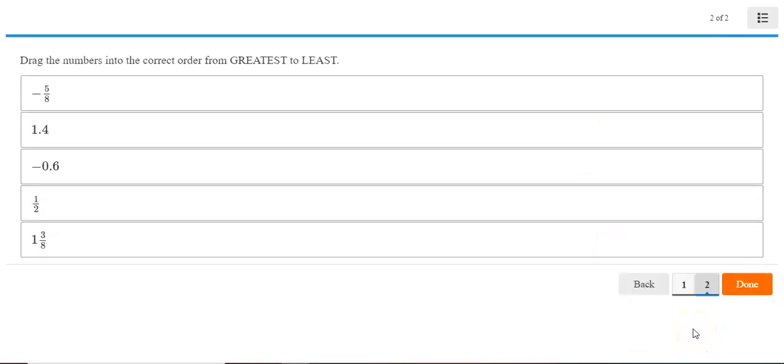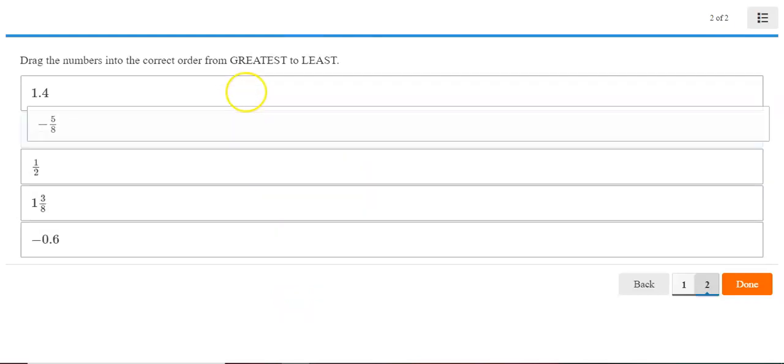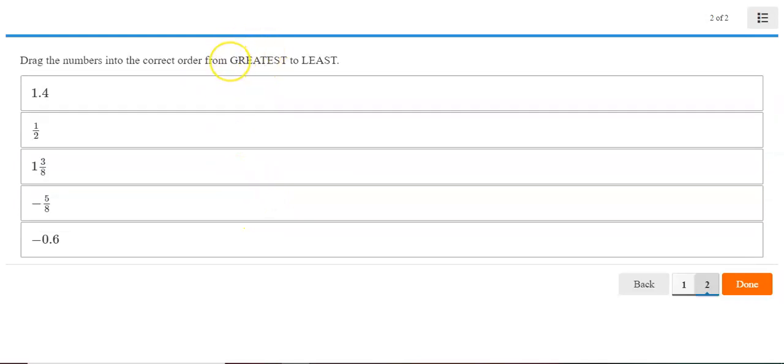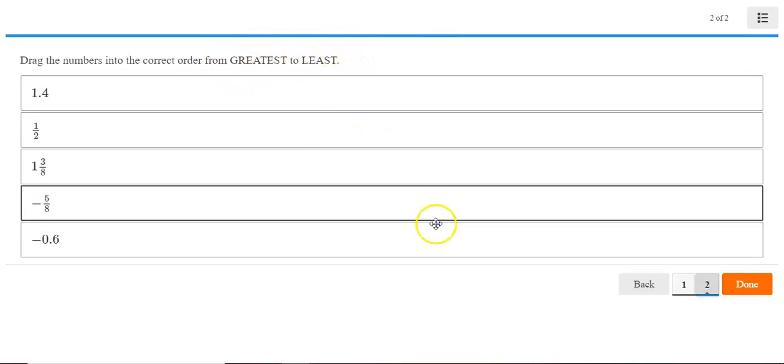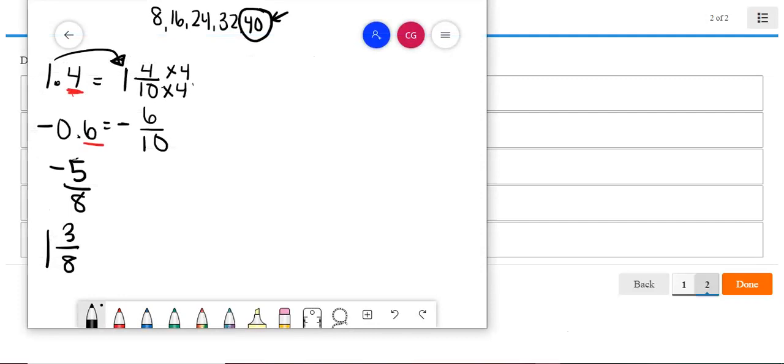Okay, this next one, we're going to drag them from greatest to least. So I know right away my negatives are going to be down here and my positives are going to be on top because it says greatest to least right here. So I'm going to pull up a work page so I can work some stuff out.